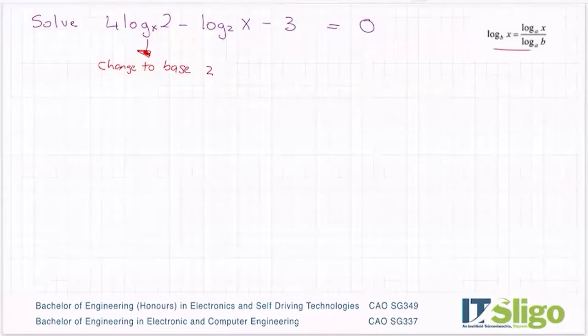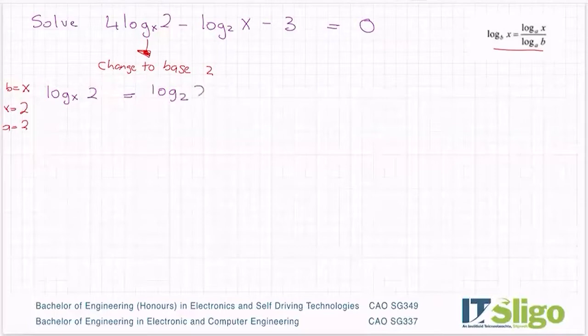I'm using this rule over here. So I write down the one I need to change: log to the base x of 2. To map that to the letters, my b is my x, this x here for me is 2, and a up here is my new base. So it becomes, and I'm just subbing into this formula, log to the base a of x. There's my 2 and my 2, over log to the base 2 of x.